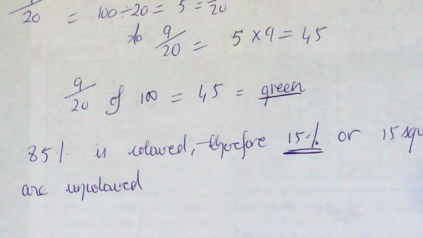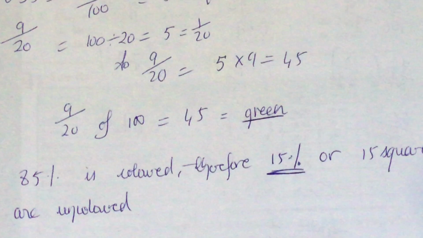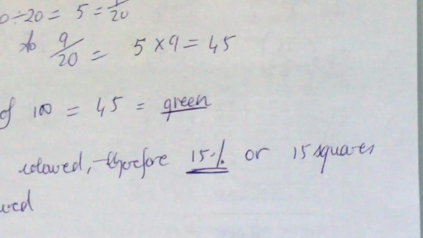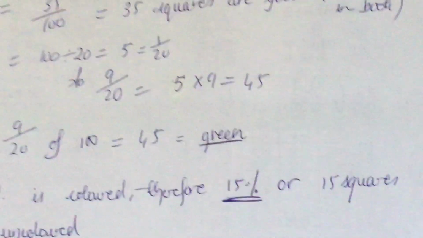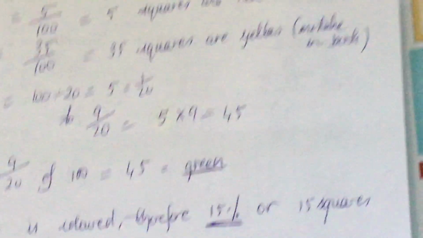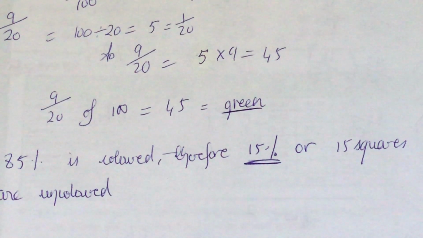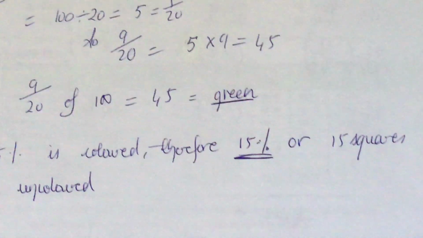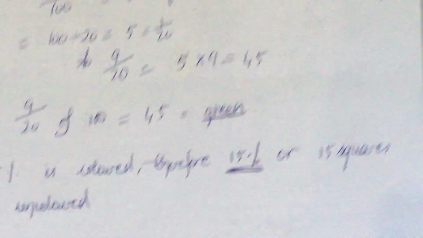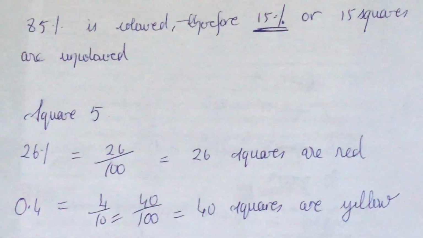Now I want to find out what percentage has not been coloured in. So 85% out of 100, we take it away from 100 and we're left with 15. 15%, which is 15 out of a total of 100 squares, hasn't been coloured in. So 15 squares are uncoloured. So 15% is uncoloured, or 15 squares are uncoloured. We're dealing in hundreds because it's a 100 square, and percent is also to do with hundreds.